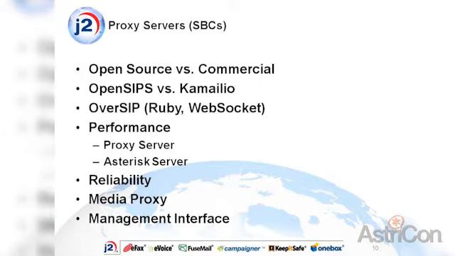So proxy servers, SBCs. There are lots of SBCs, open source versus commercial. This is the Asterisk community, so probably you'll be more interested in open source proxy servers or SBCs. OpenSIPS and Kamailio, they both used to be called OpenSER, so they have the same code base. They're very similar. They branched off from OpenSER a couple of years ago, and they're not that far from each other. So take your pick. It doesn't really matter which one you pick.